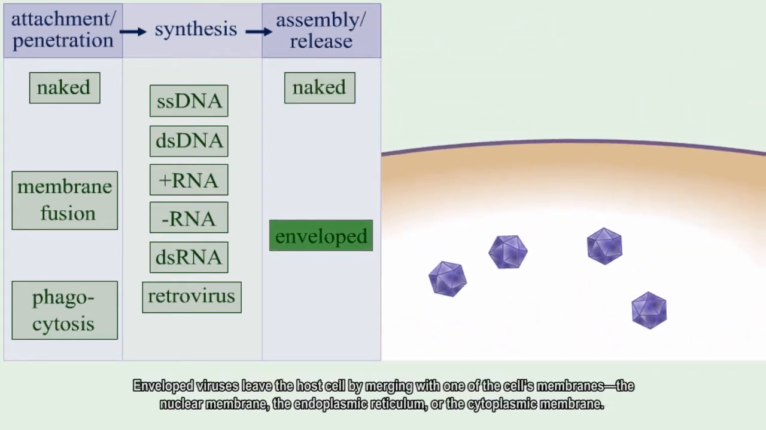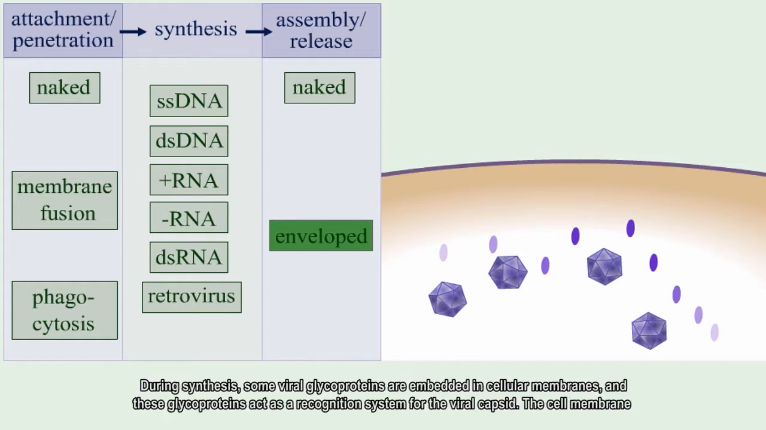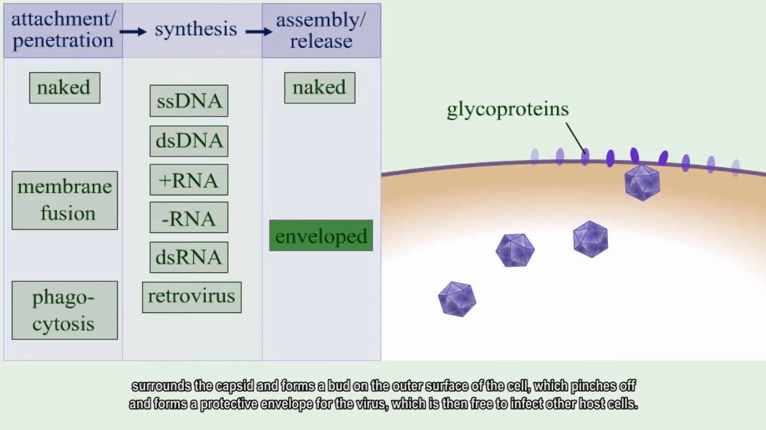Enveloped viruses leave the host cell by merging with one of the cell's membranes: the nuclear membrane, the endoplasmic reticulum, or the cytoplasmic membrane. During synthesis, some viral glycoproteins are embedded in cellular membranes, and these glycoproteins act as a recognition system for the viral capsid. The cell membrane surrounds the capsid and forms a bud on the outer surface of the cell, which pinches off and forms a protective envelope for the virus, which is then free to infect other host cells.